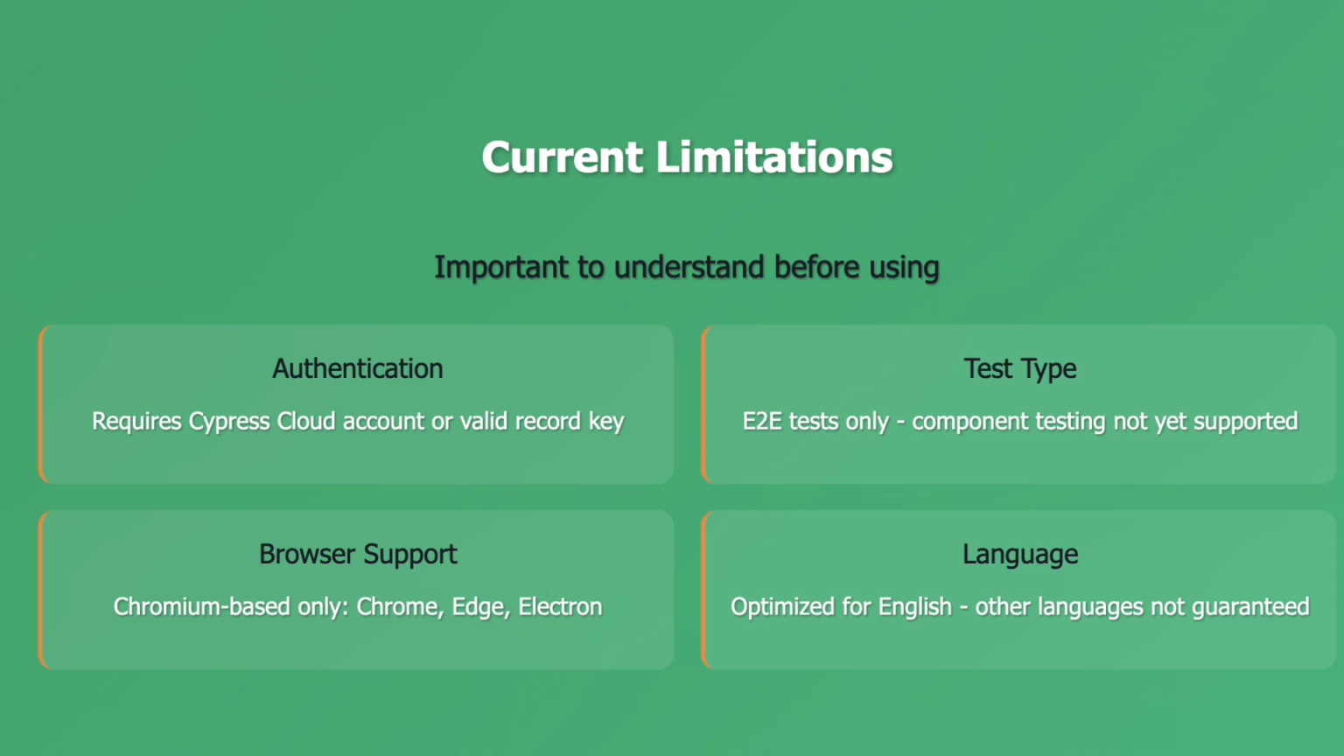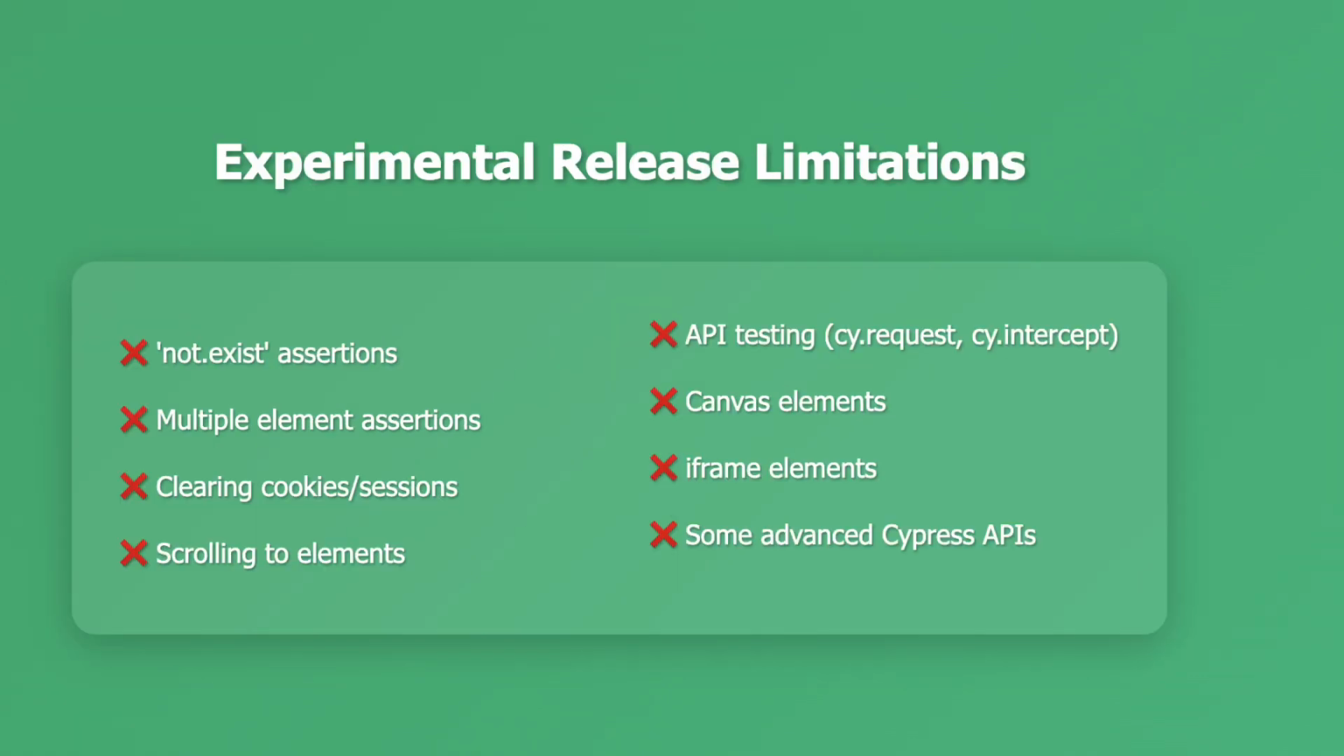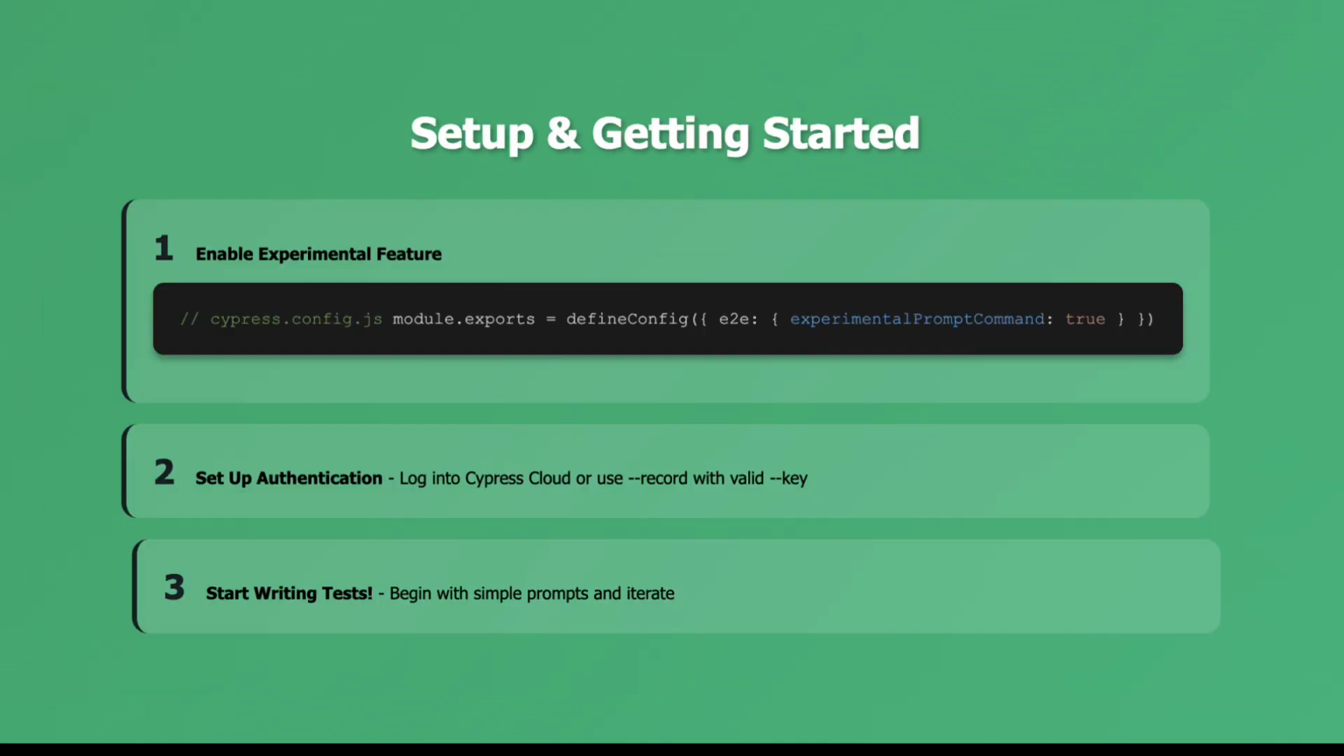Number four, language support. As I mentioned earlier, cy.prompt is optimized for English prompts. Other languages are not guaranteed to work. Since this is an experimental mode, there are some additional limitations also. For example, the not.exist assertion is not supported. Assertions on multiple elements are not fully supported yet. And you can't clear cookies or sessions using cy.prompt. I will suggest you give it a try.